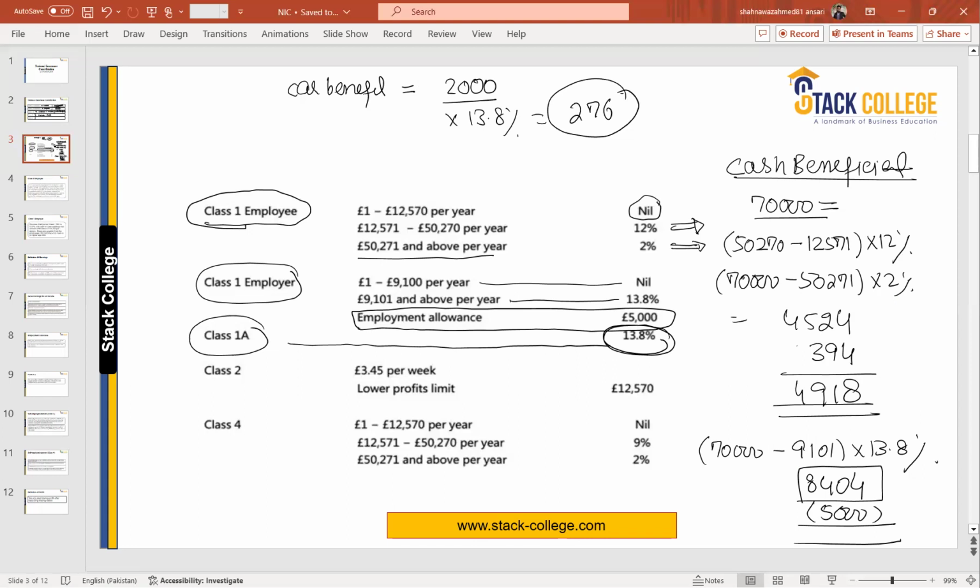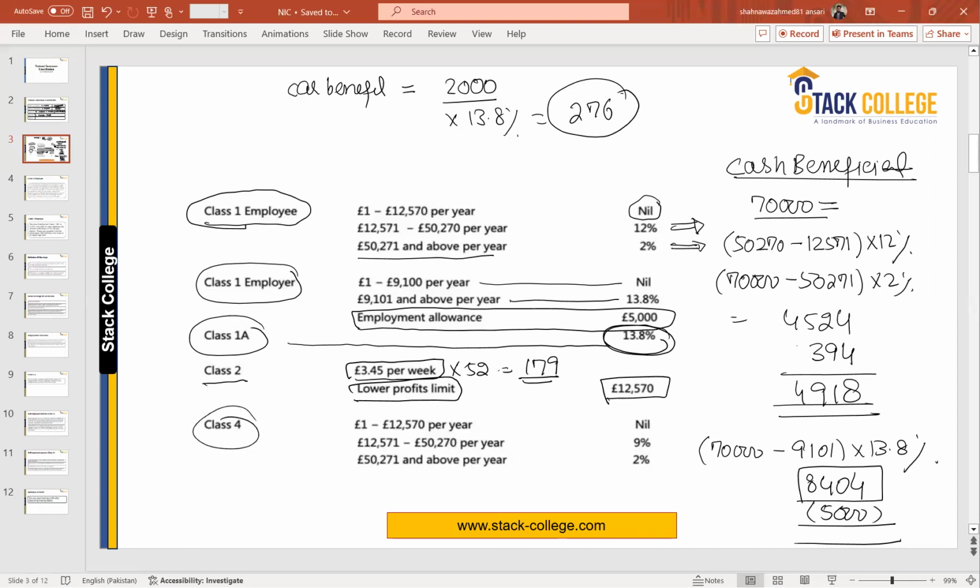Now the fourth one is class 2, which is to be paid by a self-employed person. The rate is fixed, which is 3.45 per week, and for the whole year, multiply by 52. So the standard per annum payment is 179. But this is subject to a lower profit limit of 12570. That means if the profit is below this limit, there will be no class 2 NIC.